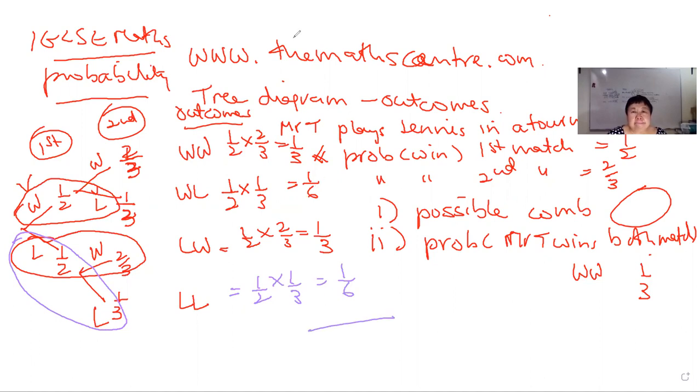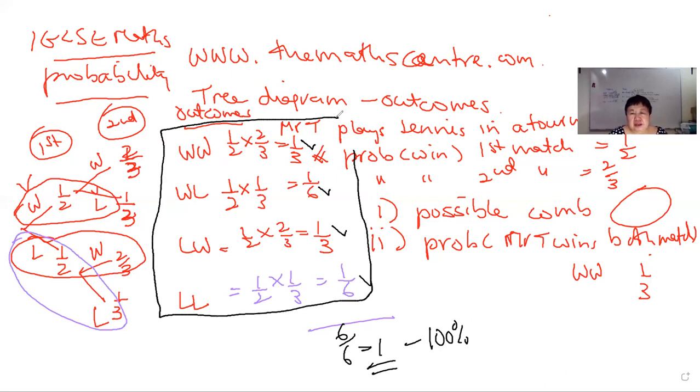Now, if you look carefully, the total probabilities will be 1/3 plus 1/6 plus 1/3 plus 1/6, which is 6/6, which is 1. 1 expressed as a probability as a fraction is 1/1. 1 means 100%, all the combinations are covered. Hence, for all the possible combinations, this is the picture that you use. All the combinations added together will always give you a probability of 1, which is the same as 100%.